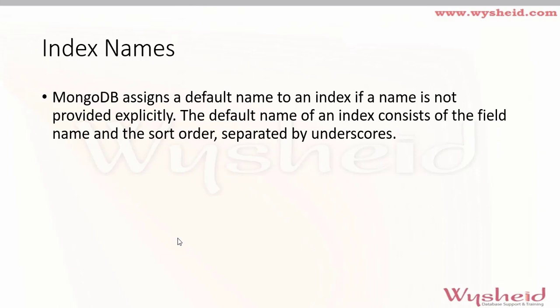Okay, so now we'll see how to give a name for the index. By default, MongoDB assigns a name for the index if you have not provided the name explicitly. The index name will consist of the field name and order, separated by an underscore.